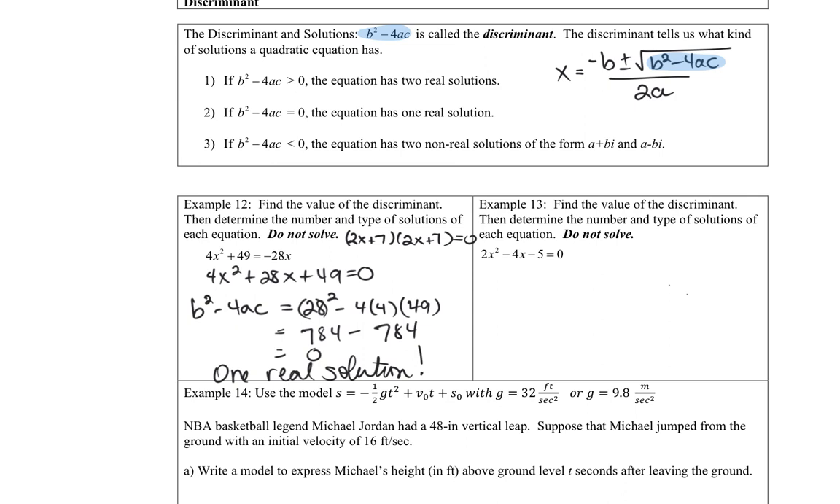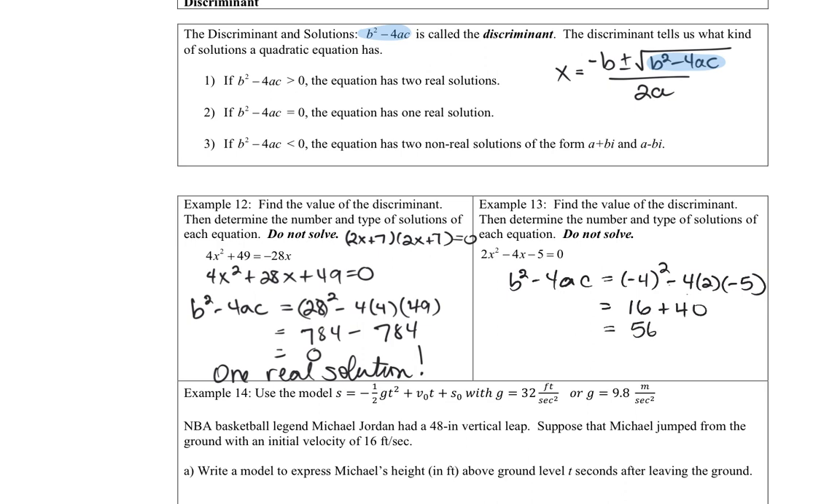So what about this next one? b squared minus 4ac. Well, b is negative 4, minus 4 times a is 2, and c is negative 5. Watch your signs, right? So that's 16, and then that's going to be plus 4 times 2 times 5 is 40.